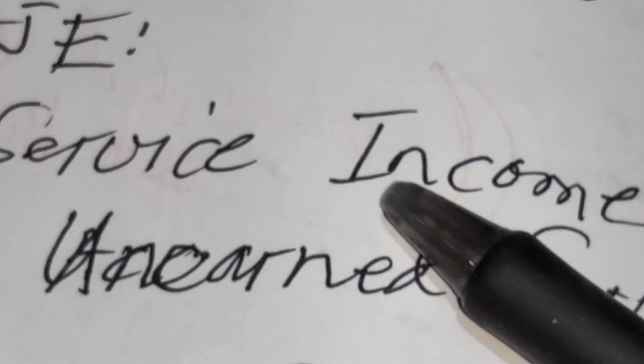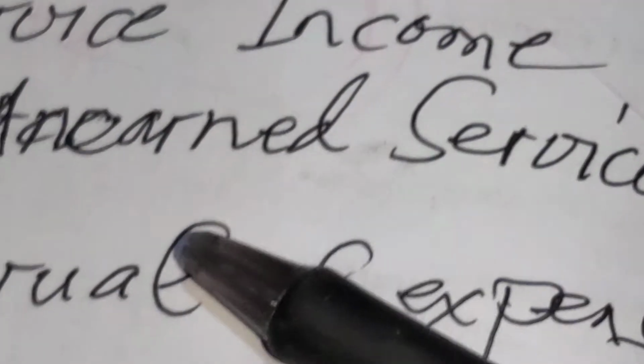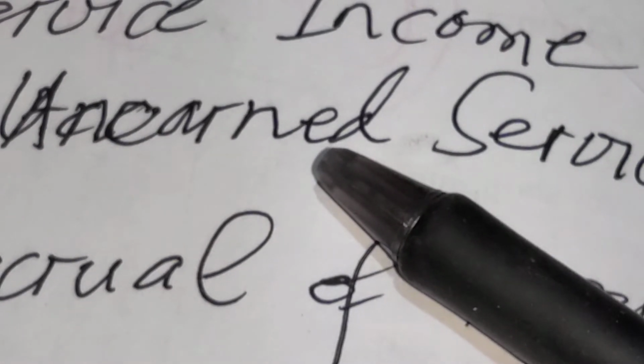So, the computation of your adjusting journal entry: you debit service income. Income's normal balance is credit, so you debit it to reduce it by 9,000, because that part belongs to the next accounting cycle. Then you increase your liability, unearned service income, 9,000.